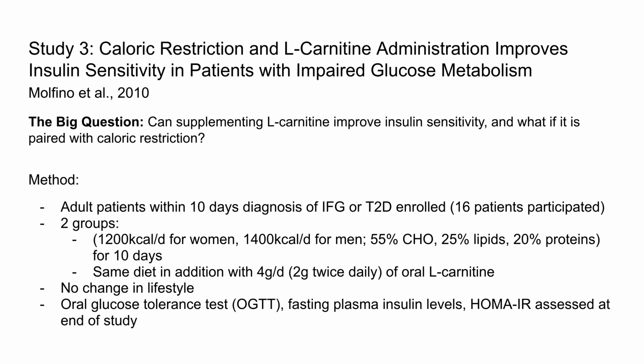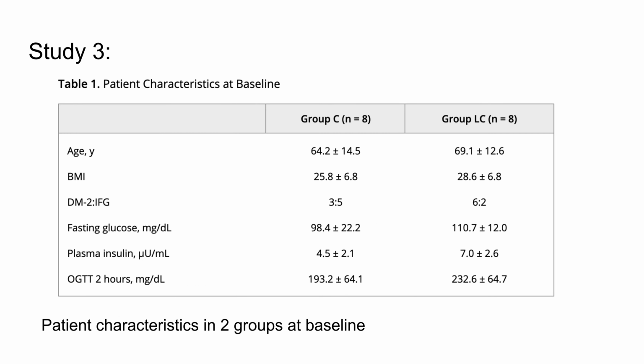These participants were told not to change their lifestyle, and at the end of the study, they tested their glucose tolerance through an oral glucose tolerance test. They tested their plasma insulin levels and their HOMA-IR, as previously discussed, and this was assessed at the end of the study. This graph just shows the patient characteristics of the two groups at baseline. There are 8 people in group C and also 8 in group LC. C represents just the low hypocaloric diet, and LC is the hypocaloric diet in addition with 4 grams per day of oral L-carnitine.